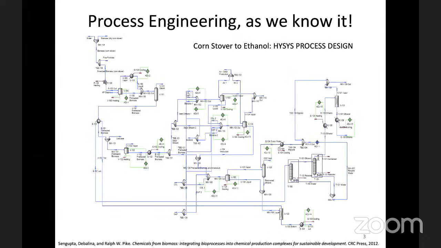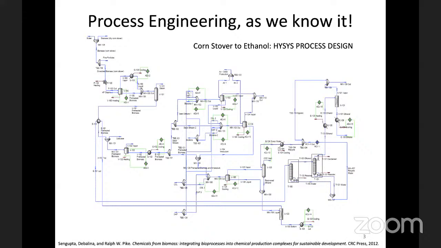Now, this is what a process looks like when we design it. So these are designs that we are going with. I'll give you this example of a corn stover process to ethanol. And this design is available in my book that I wrote for my PhD. A corn stover to ethanol process, this is a HYSYS process design. HYSYS is a computer simulation tool that allows us to design chemical processes.